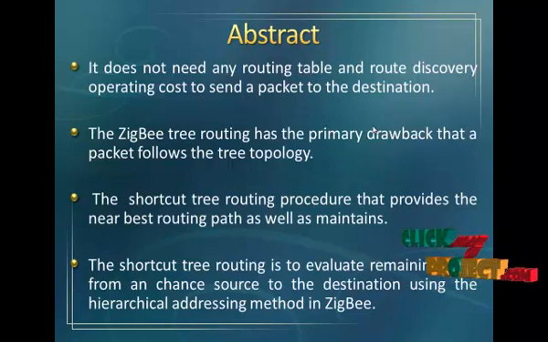This proposed method first gets the destination detail, and after that the file is sent in our process. The shortcut tree routing provides the near best routing path as well as maintenance. The shortcut tree routing evaluates the remaining hops from the source to the destination using the hierarchical addressing method in ZigBee. This hierarchical addressing is the selection of three ways in our project flow, and the three ways are for finding the best path from source to destination in our process.